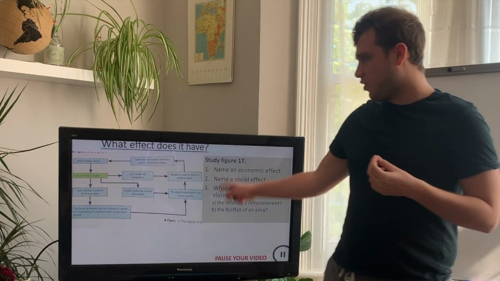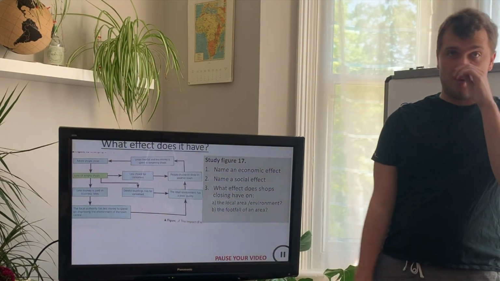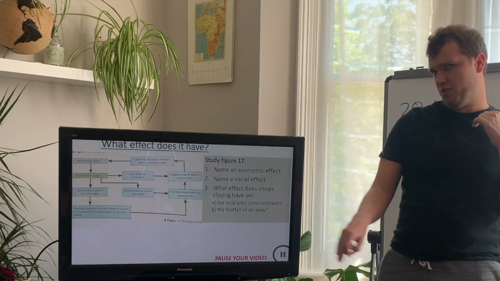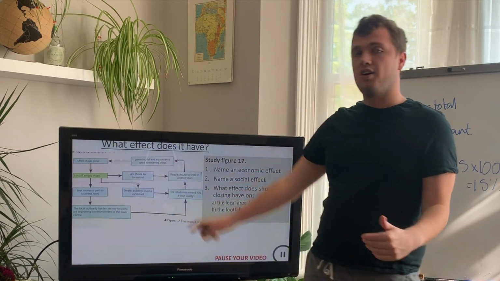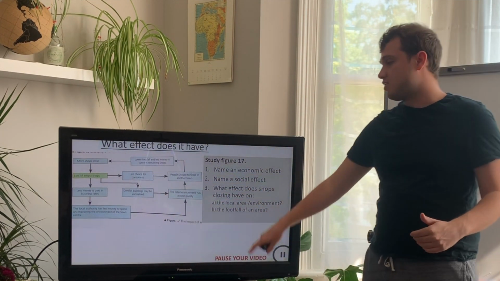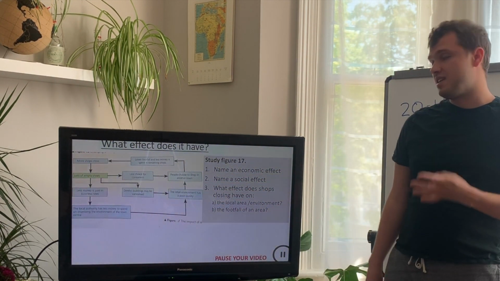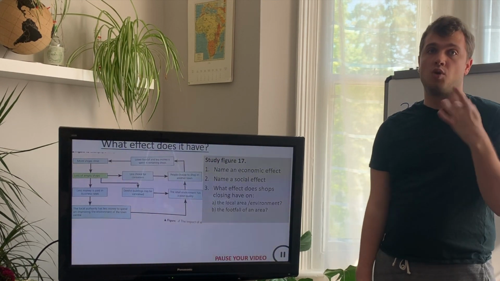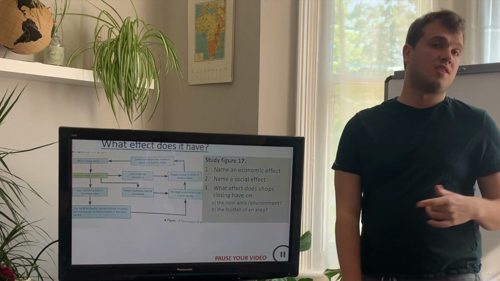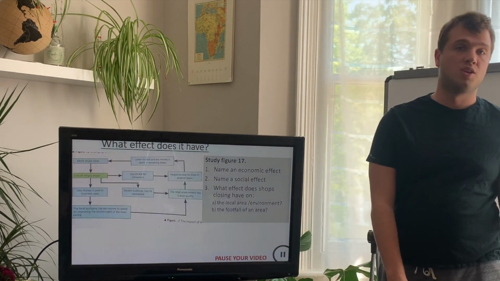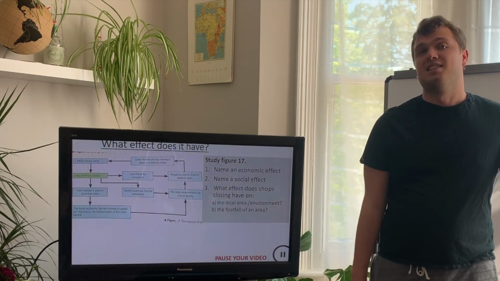So what I want you to do, we've got a diagram here which shows you how one impact might lead to another, which might lead to another effect, all right? And I'd like you to pause your phones in a bit and have a look at this diagram. And I want you to answer these three questions. So by the end of it, you will have written down four different effects. So one of them will be an economic effect, so an impact on the economy of the area. So that could be to do with employment, that could be to do with money and taxes, etc.